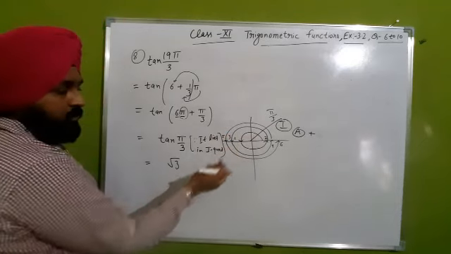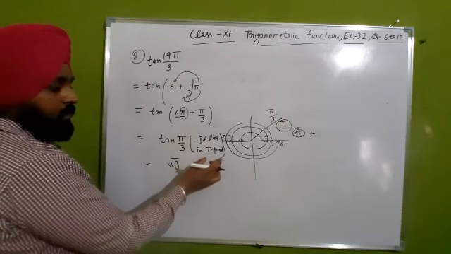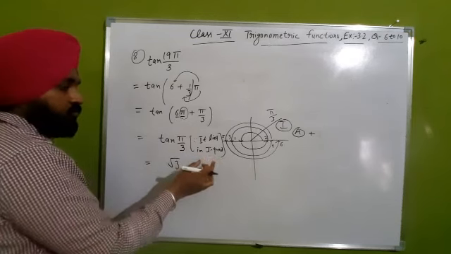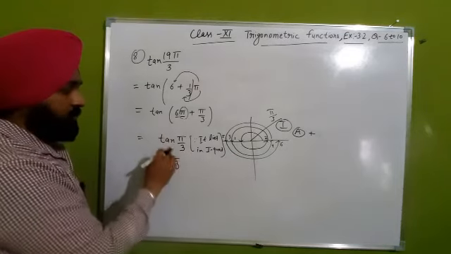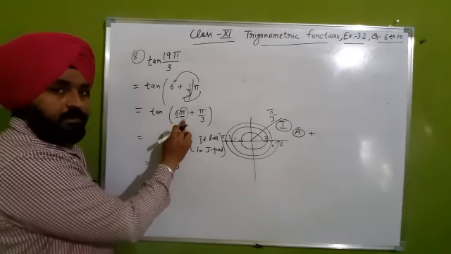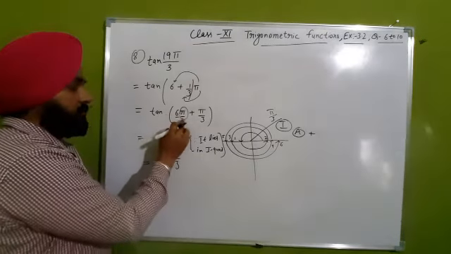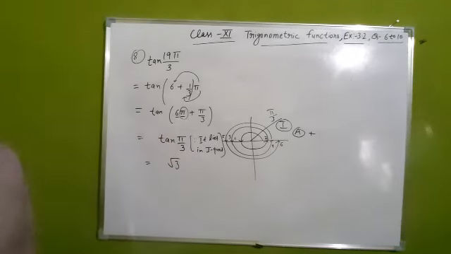By doing this, you can observe that this 6 pi plus pi by 3 lies in the first quadrant. So in the first quadrant all trigonometric functions are positive, so this tan will remain positive because it was under multiplication of 6 with pi. So pi was there, so tan will remain tan. Understood? That is, the answer of tan 19 pi over 3 is square root 3.